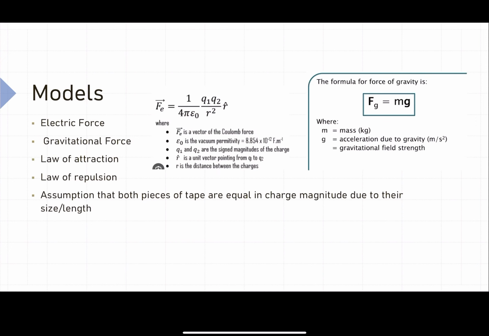So the models I used were previously stated in the introduction, but essentially I used the electric force formula, gravitational force, and the two laws of attraction and repulsion. I also had the assumption that both pieces of tape have an equal magnitude in terms of charge due to their equal size and length.